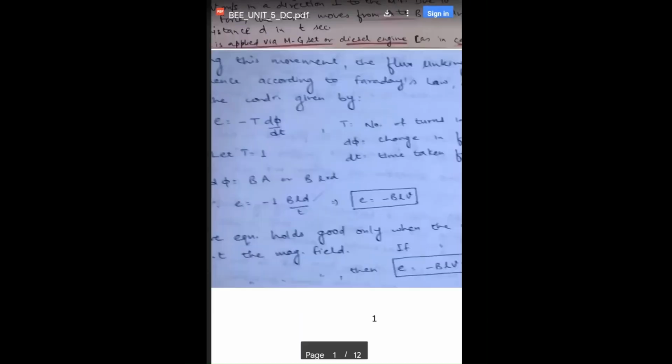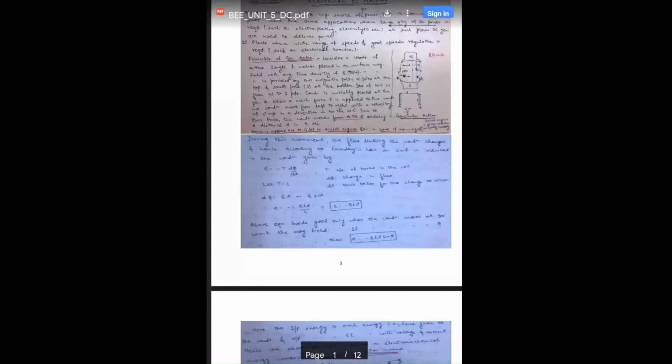Okay. So if T is the time taken, then this EMF formula becomes E is equal to minus BLD upon T, and D by T is velocity. So the EMF becomes minus BLV. Okay, so this is applicable when the conductor moves at 90 degrees with respect to the field, as we have shown in Fleming's right hand rule. But if it is moving at any angle theta, then it becomes minus BLV sine theta.